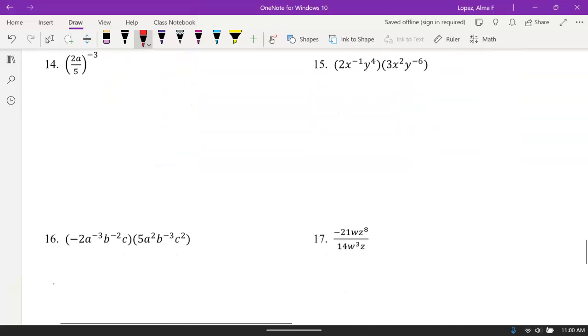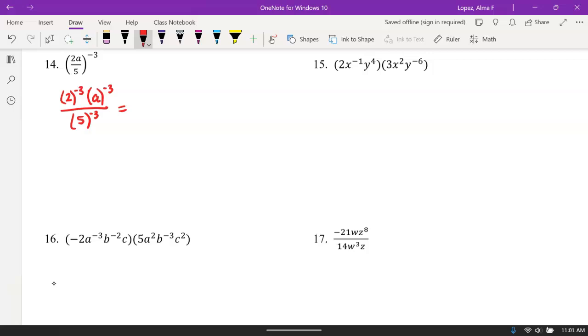Let's continue with number 14. I'm going to raise each one of those to the -3 power. 2 to the -3, a to the -3, 5 to the -3, and then move everything. They're all in the wrong spot, aren't they? There is another little trick, but I'm not going to show you because I don't want to give you different options at this point. If you kind of figure something out, you're welcome to use it. Otherwise, we're going to continue to do this.